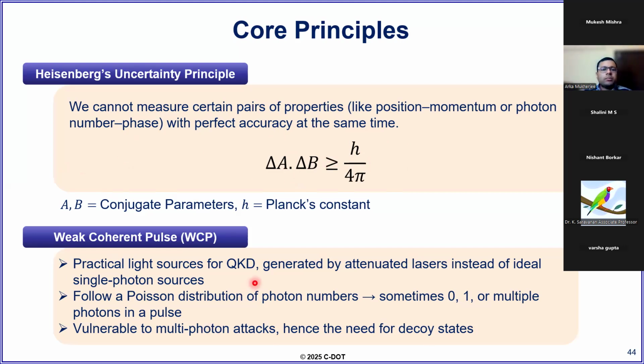Then the last concept is called weak coherent pulse. As I told yesterday, at present we don't have very good single photon sources that can be used for QKD. So we need to attenuate a laser to generate weak coherent pulse. Laser is a coherent source. We make it very highly attenuated to make a weak coherent pulse. This weak coherent pulse, as I told yesterday again, is based on Poisson distribution, and the mean photon number we need to maintain less than 1 to avoid multi-photon attacks. So that I already described yesterday.